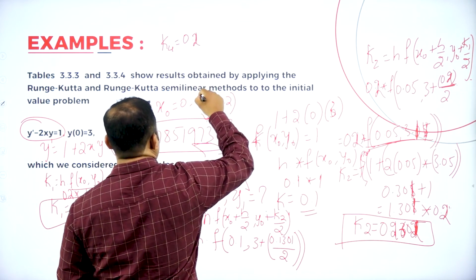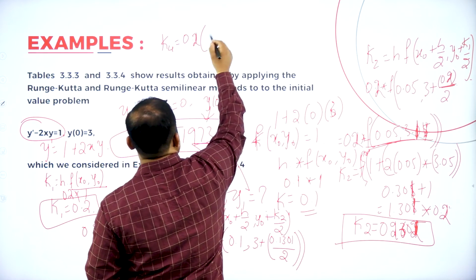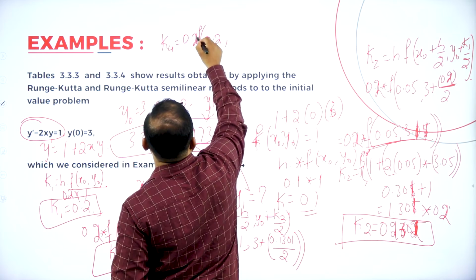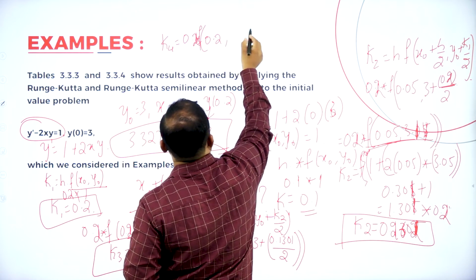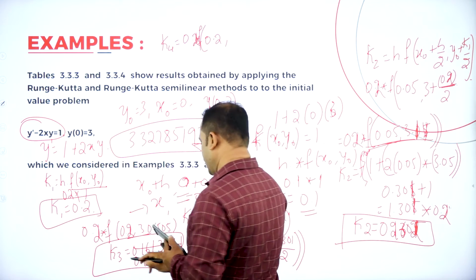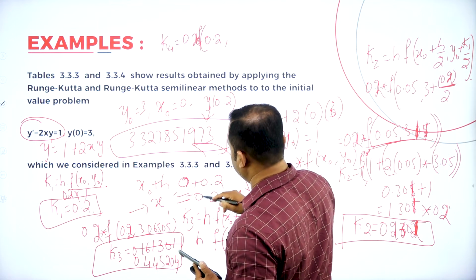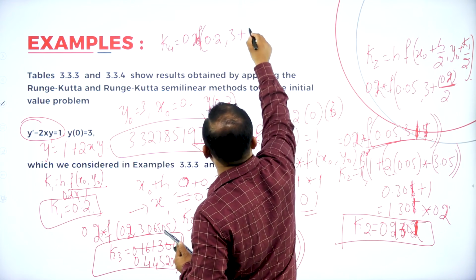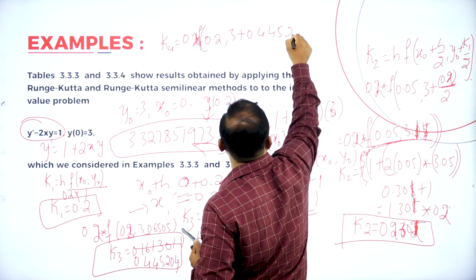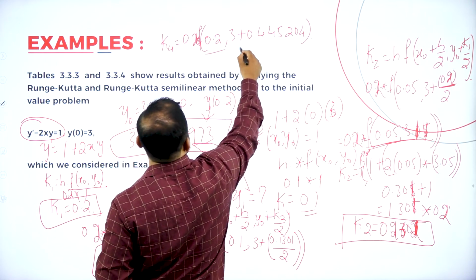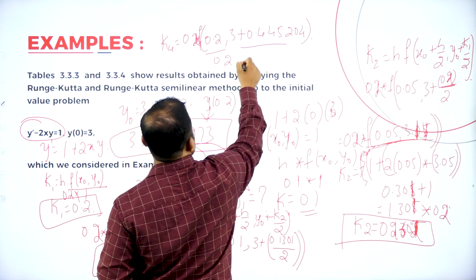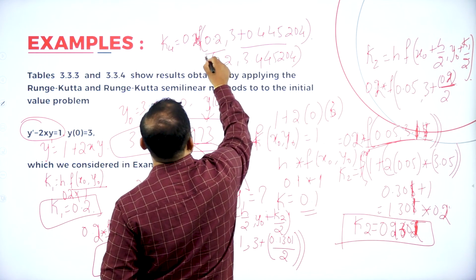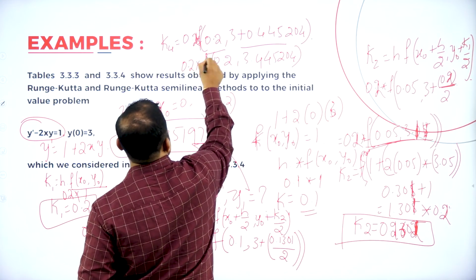Again, it is 0.2 times x plus h is what? X plus h is 0.2. That means 0.2 comma this term. What is the value of K3? We have found K3. Y0 plus K3. What is the value of Y0? Y0 is equal to 3. 3 plus K3 is what? 0.445204. If I pass on these values into that equation, 0.2, 3.445204, that is f of this term, that is 0.2 into this.